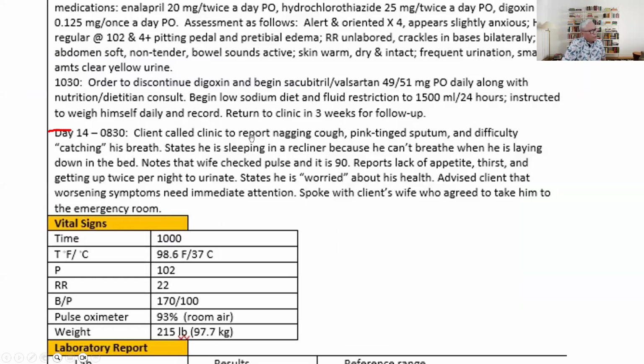Client called the clinic to report a nagging cough, pink tinged sputum, and difficulty catching his breath. States he's sleeping in a recliner because he can't breathe when he's laying down in bed. Notes that wife checked the pulse and it's 90. Reports lack of appetite, thirst, and getting up twice per night to urinate. States he is worried about his health. Advised the client that worsening symptoms need immediate attention. Spoke with client's wife who agreed to take him to the emergency room.